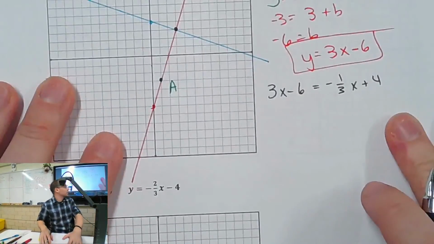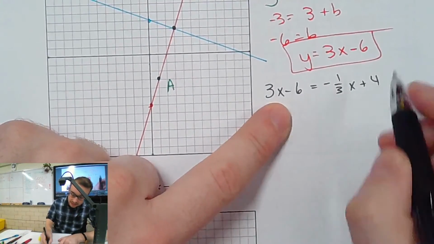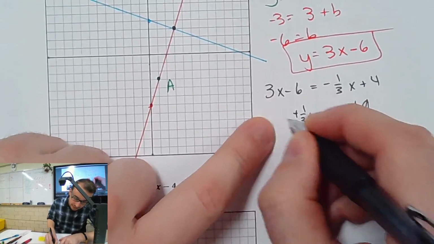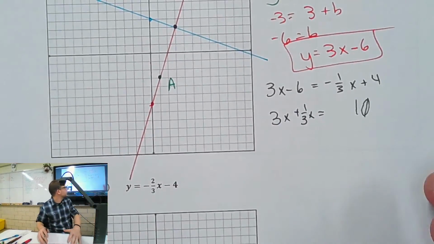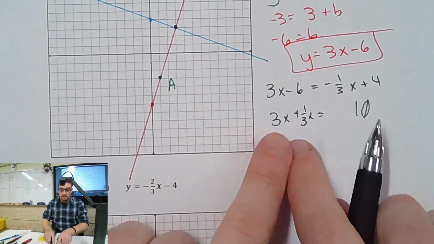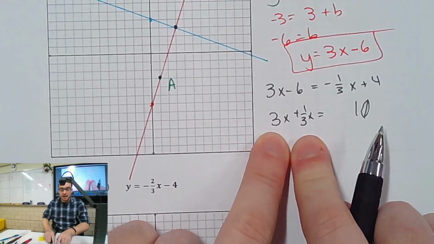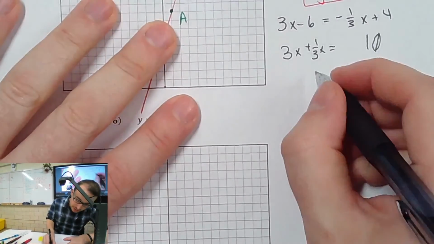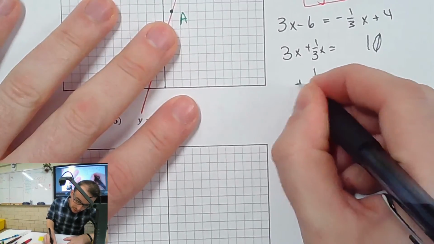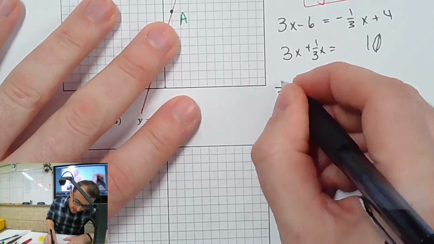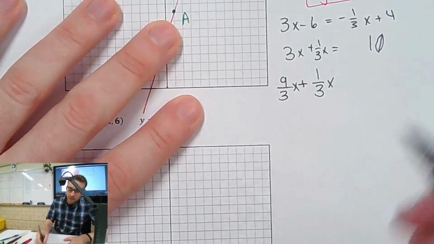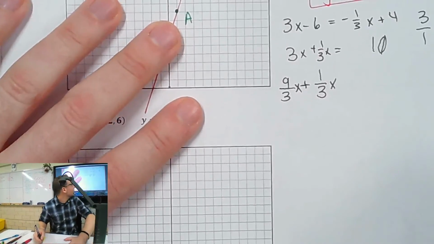Here we go. Buckle up. I'm going to add 6 to this side. I get 10. I'm going to add 1/3 x to this side. What do I need to add those together? We need common denominators, right? They're both x's, so we can put them together. So the question is, how many thirds are in the number 3? 9 thirds, because 9 divided by 3 is 3. All good.